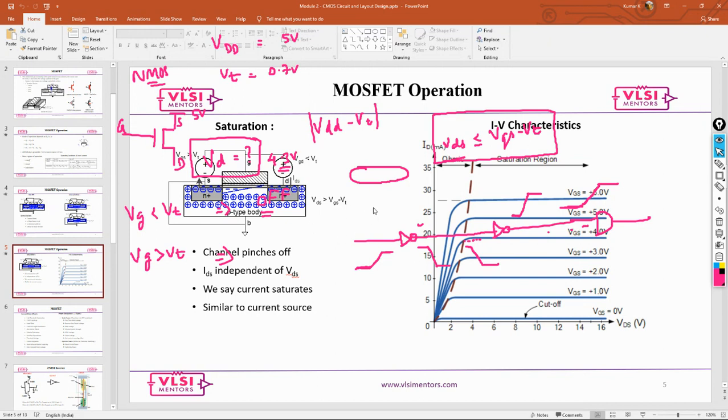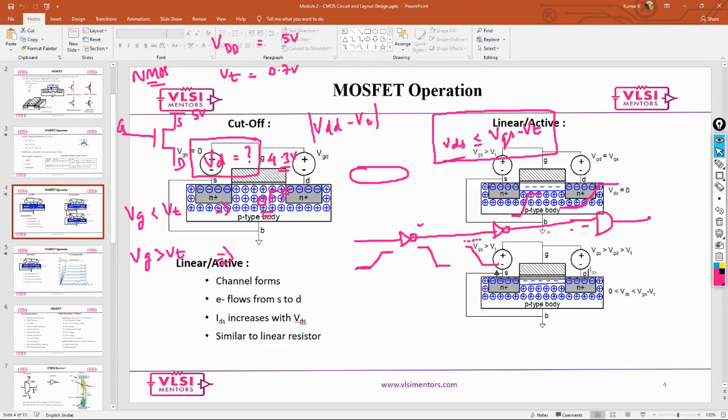So when this condition is satisfied, your channel pinches off. If not, the channel would be continuous. So you can see in this particular picture here, the channel is very well intact, because the condition is not satisfied yet. Okay, all right. Moving on to the next slide.